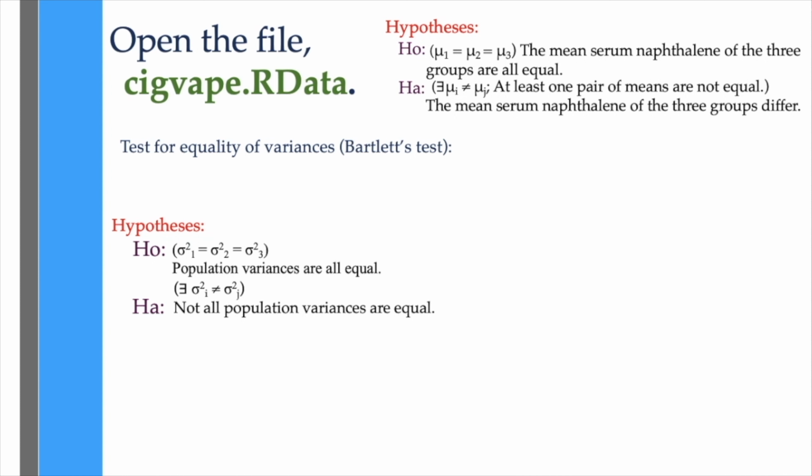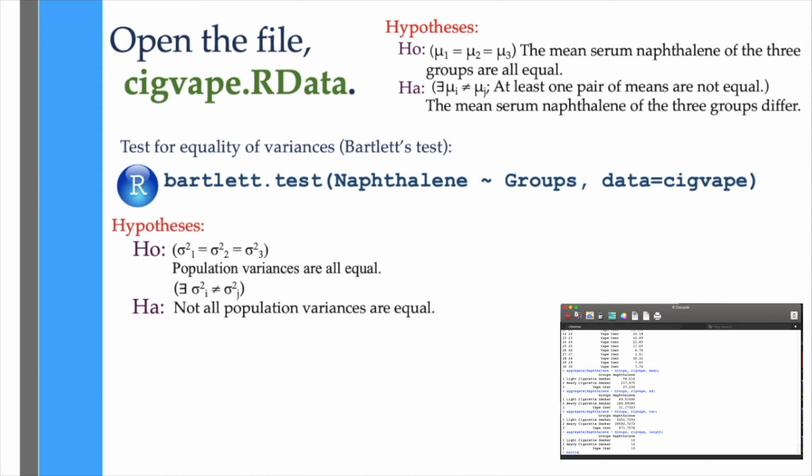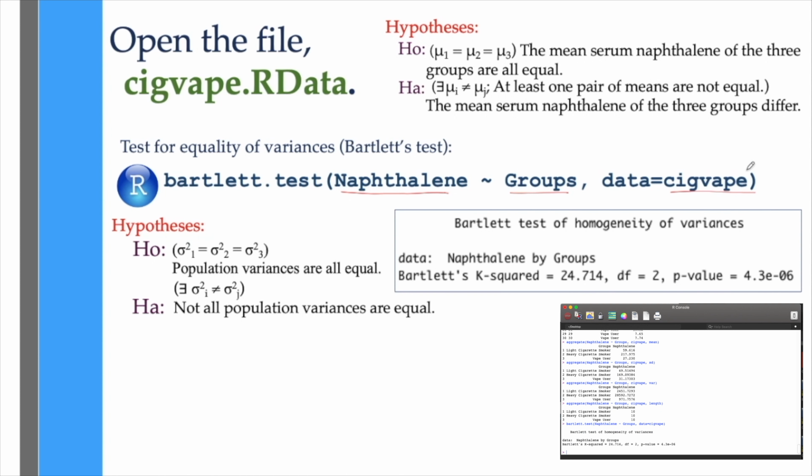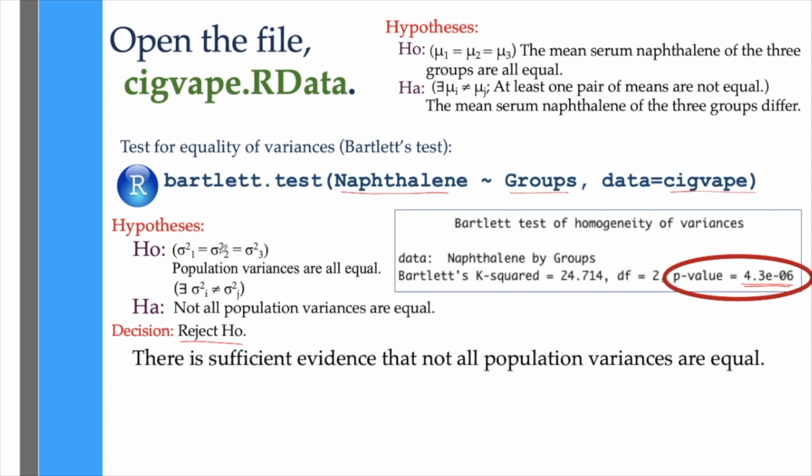Now let's perform the Bartlett's test in R using bartlett.test, and then the two essential columns, which are naphthalene and groups, using the data sigvape. And we're going to have this output in which the p-value, as we can see, is less than 0.05. So this is 4.3 times 10 raised to negative 6. Since that is less than 0.05, we're going to reject the null hypothesis and conclude that there's sufficient evidence that not all population variances are equal.